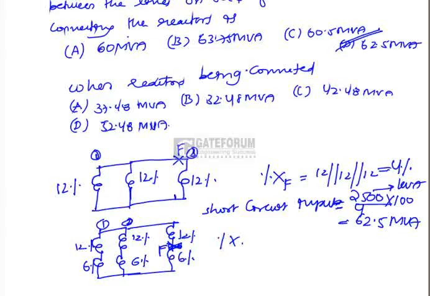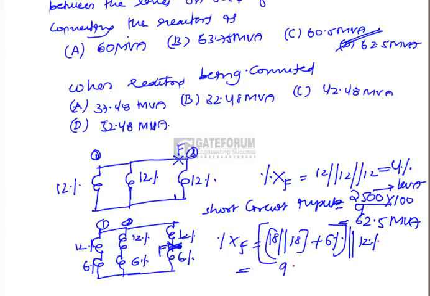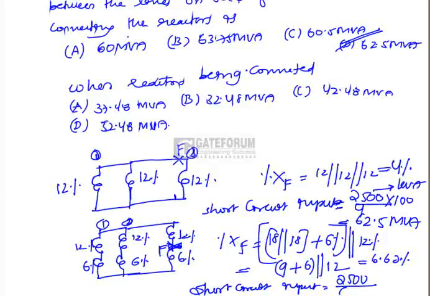Now what is the percentage of reactance up to the fault point? It is given as 18 parallel to 18 plus 6%, that is, two are connected in series and in parallel with 12%, or you can write this as 9 plus 6% in parallel with 12%, which is equal to 6.67%. Now what is the short circuit input? Short circuit input is equal to the kVA rating by the percentage of reactance, that is 2500 into 100 by 6.67. You will get it as 37.48 MVA, that is option A.